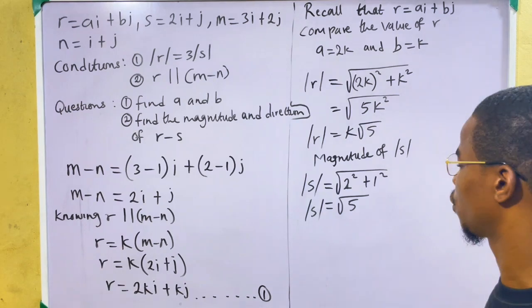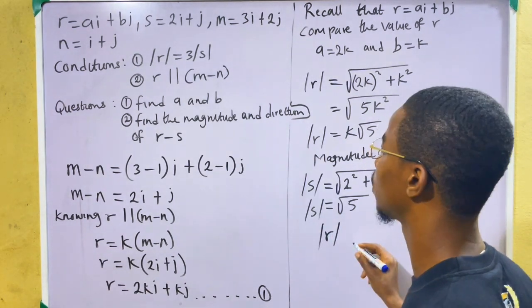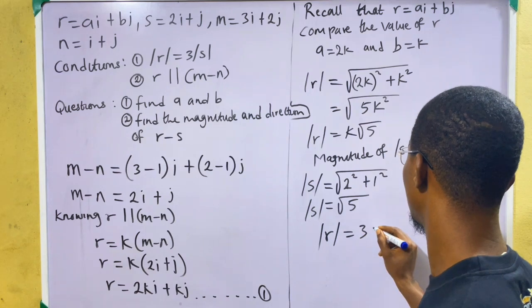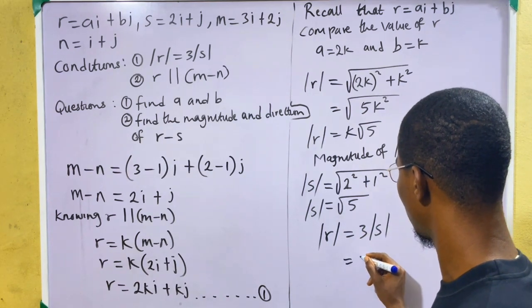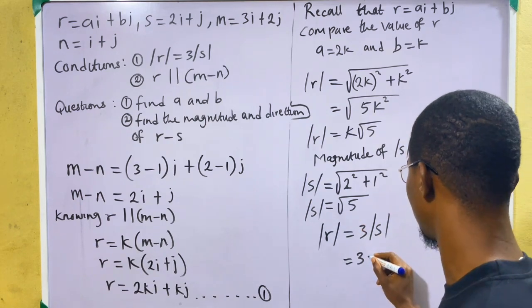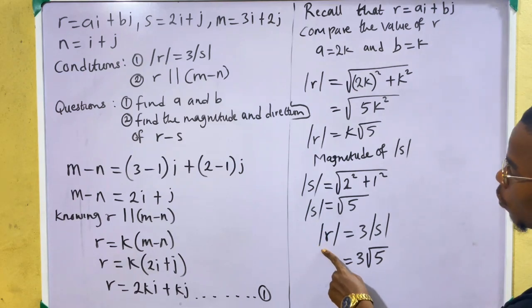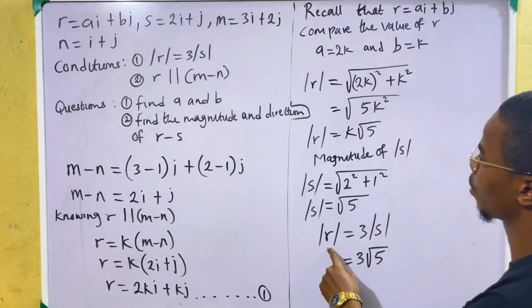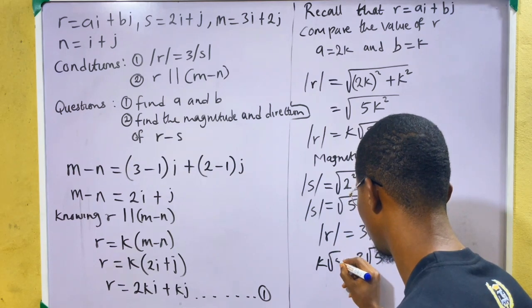So let's bring in the condition. The condition says that the magnitude of R is equal to 3 times the magnitude of S. That means it's the same as 3 multiplying the value of the magnitude of S, that's root 5, so 3 root 5. And what's the value of the magnitude of R? k root 5.